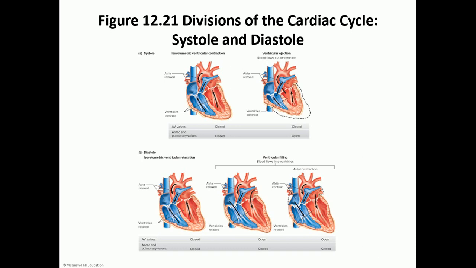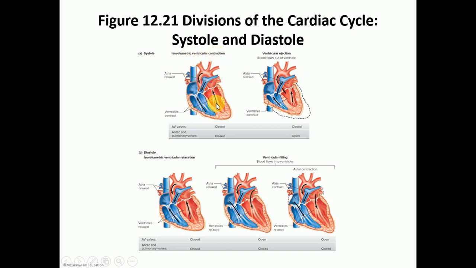During isovolumetric ventricular contraction, all four valves are shut. Okay, so you'll see here that the AV valves are closed, and so are the semilunar valves. Those are closed as well. The ventricles are going to start the contraction with all valves closed. And that again is your isovolumetric ventricular contraction.